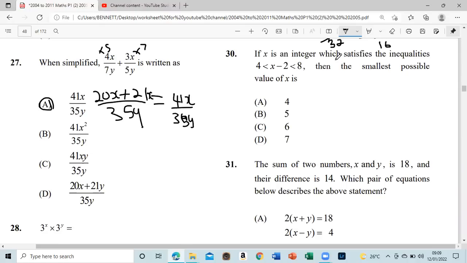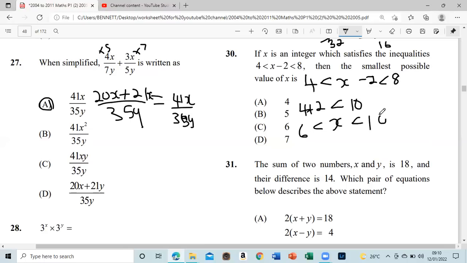All right, so if x is an integer, which satisfies the inequality, 4 less than x minus 2 less than 8, then the smallest possible value. I'm gonna worry about this first, right? So it's 4 less than x minus 2. All right, so we have to get rid of the minus 2 here by adding 2 to each one of these, right? So that will be 4 plus 2. And this will work out to 10. All right, let's write the question now. It says, then the smallest possible value of x is. Smallest possible value.